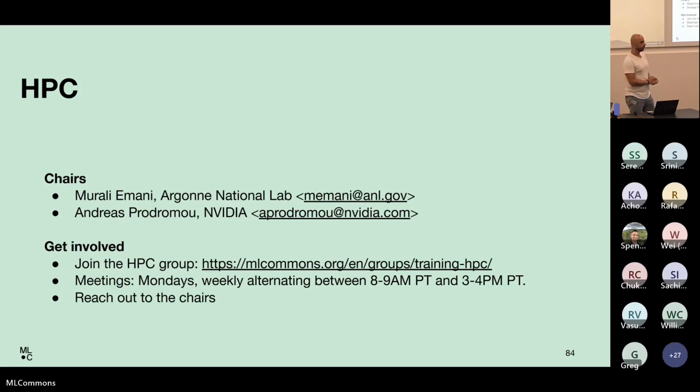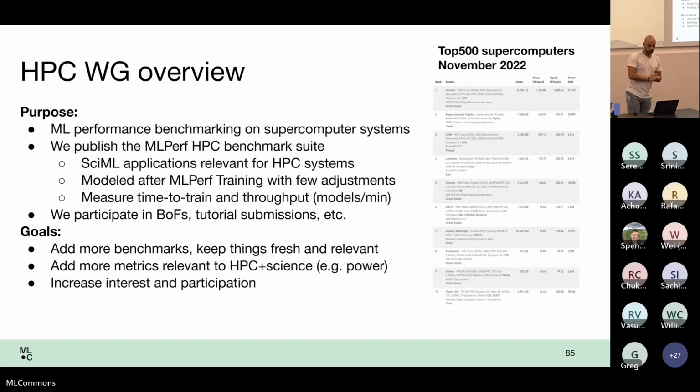I'm Andreas Prodromou. I'm one of the two co-chairs of HPC, along with Murali and Mani. Here's some information if you want to get involved. As an overview, the goal of the HPC working group is to benchmark the performance of HPC applications on supercomputer systems. We published the MLPerf HPC benchmark suite at various conferences, and we give tutorials and all that.